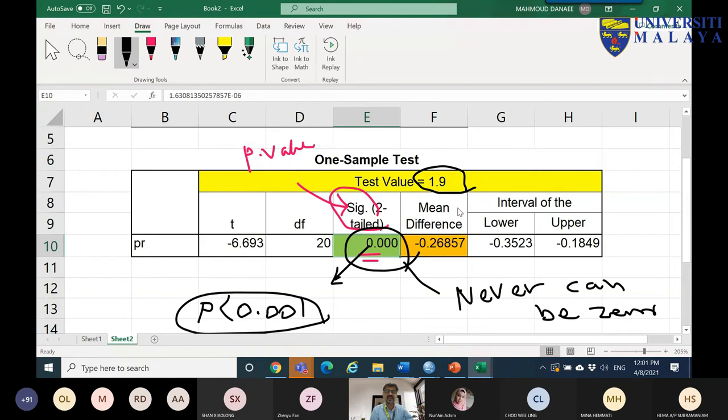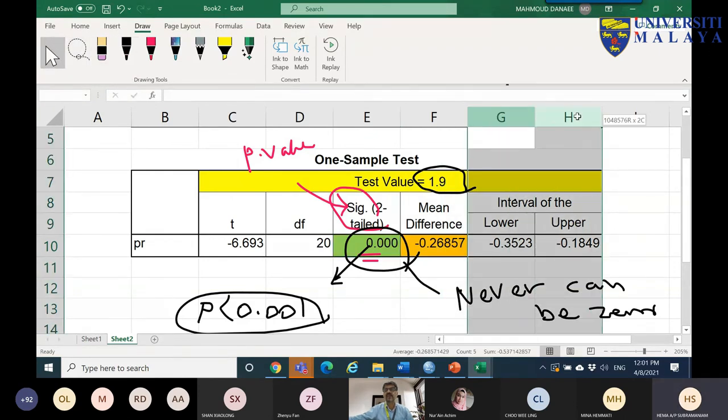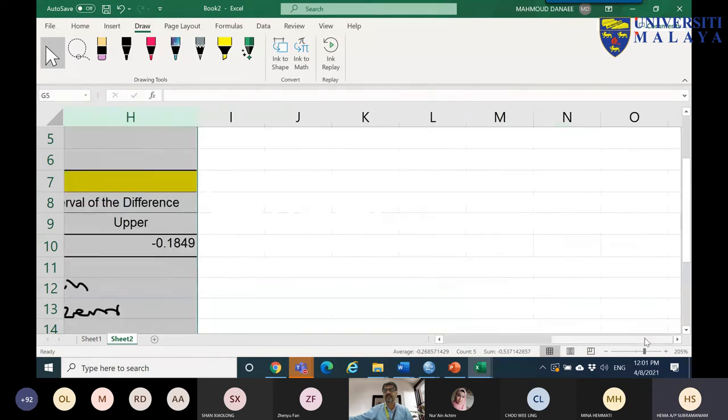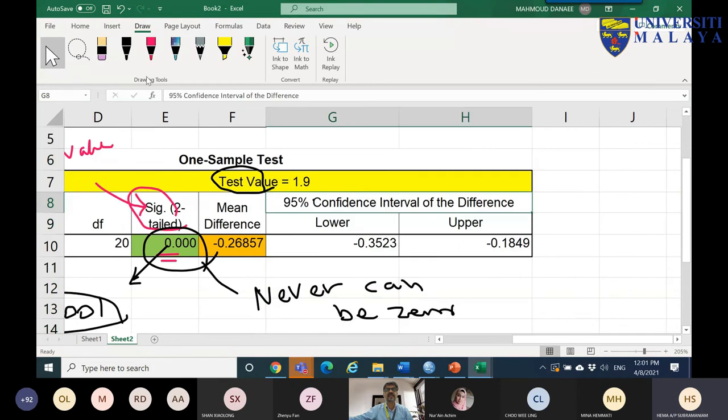So we have to inform that company that the quality of the protein that you produce is less than the claimed value. The value that you claim is 1.9, but you're producing the product with less. By how much confidence can you find this company? 99%. Why? Because the p-value is less than 0.001. And look at here. What is this? What are these two columns? 95% confidence interval of the difference. What does it mean?